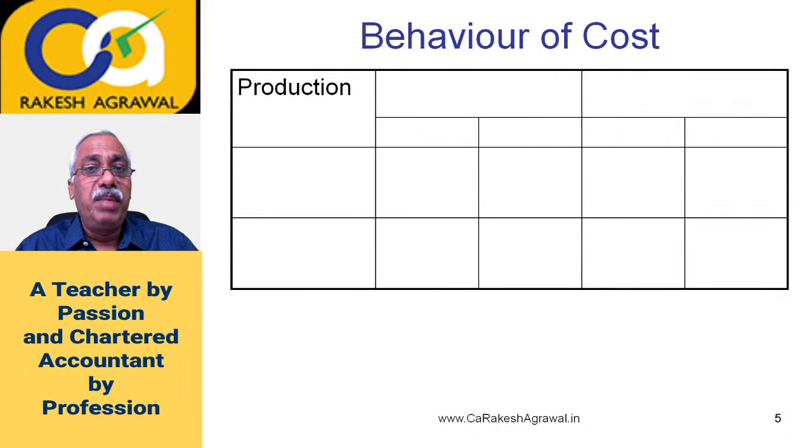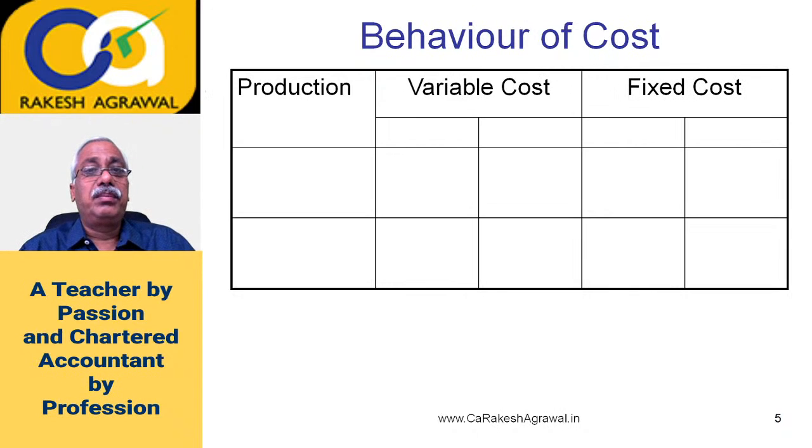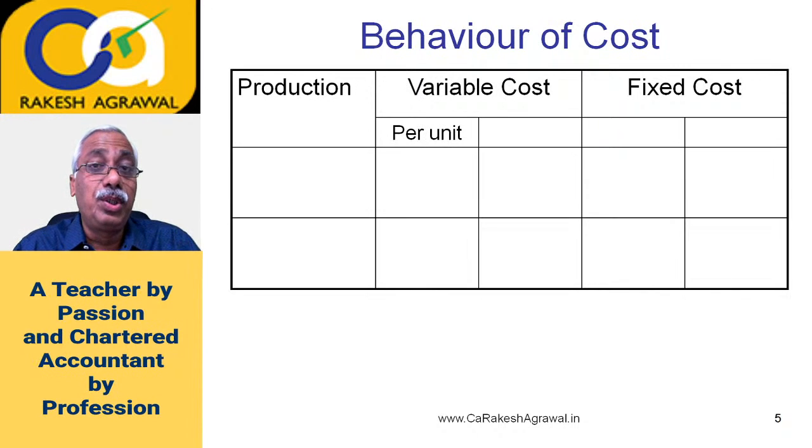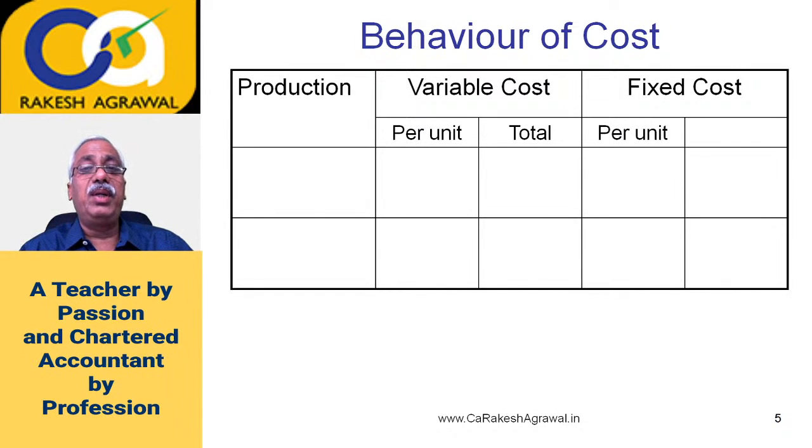So I am taking behavior of cost vis-a-vis production, that is, vis-a-vis level of activity, right? So I am taking variable cost and fixed cost. Variable cost I am taking two types: one is variable cost per unit, I repeat, variable cost of 1 unit, and the other is total variable cost. Fixed cost also I will take two types, per unit fixed cost and total fixed cost.